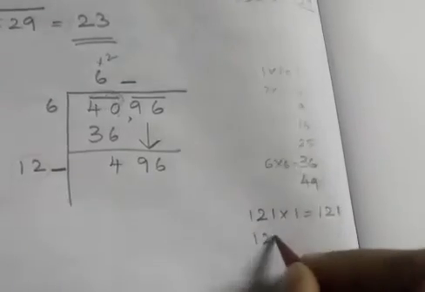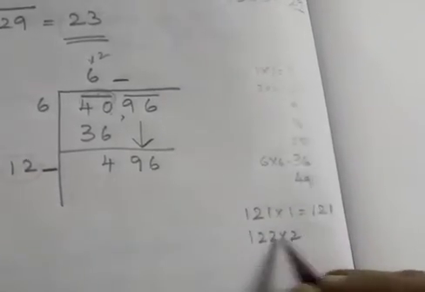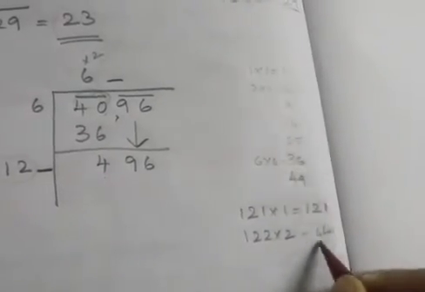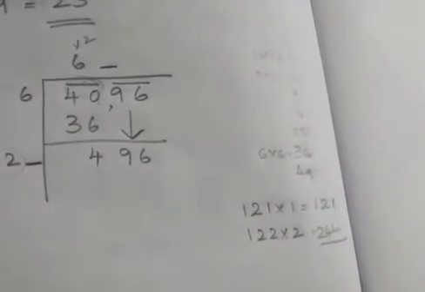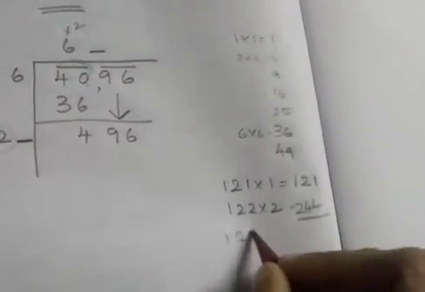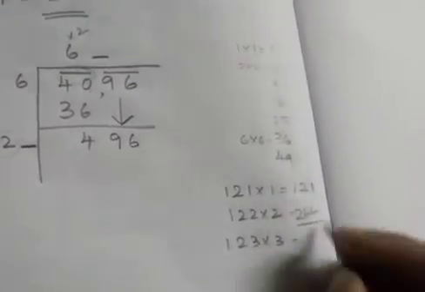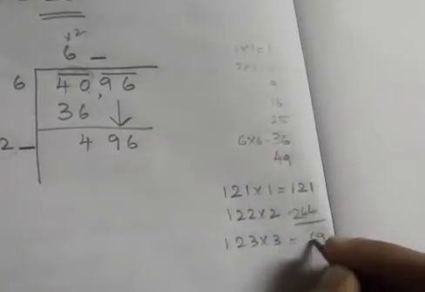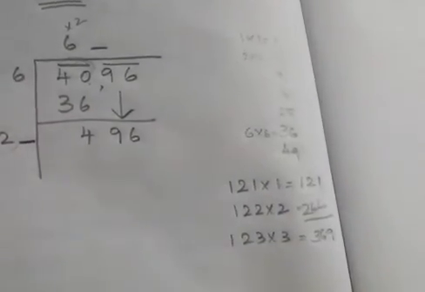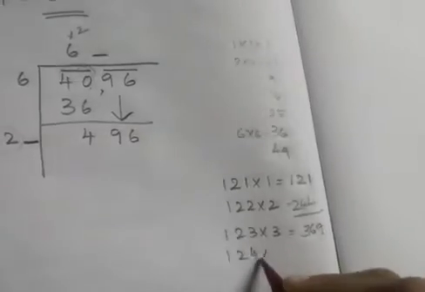Next, 122 into 2. 2 twos are 4. 2 twos are 4. 2 ones are 2. 244. Then 123 into 3. 3 threes are 9. 3 twos are 6. 3 ones are 3. 124 into 4.